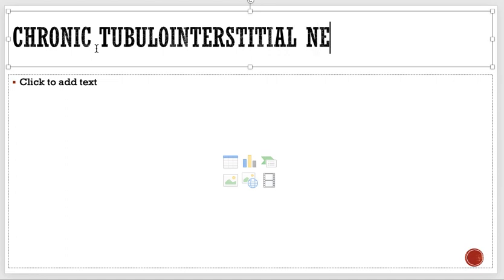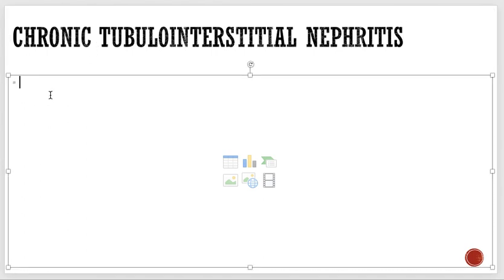chronic tubulointerstitial nephritis, right? So now, what is chronic tubulointerstitial nephritis? Simply, it is slowly progressive renal failure. Slowly progressive renal failure, right?